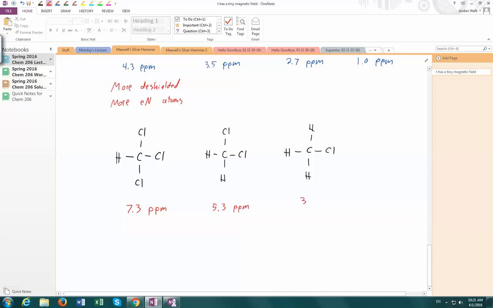And then the less there are, the less de-shielding there is. And so then we can see that going left to right, they become more shielded, and thus they come back to the right side on our spectrum. All right, so the electronegativity of the atom matters, and so does the number of electronegative atoms attached.